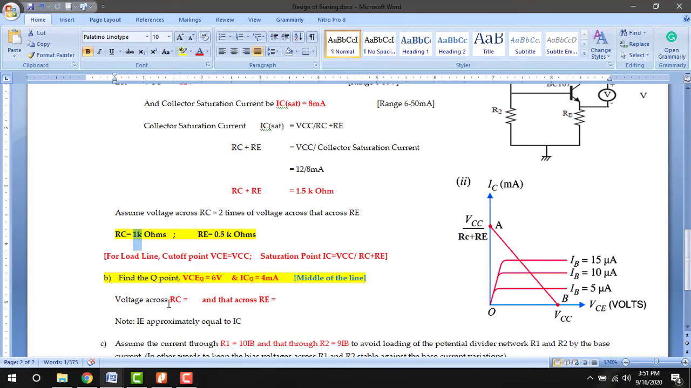V is equal to I into R. The I value is 4 milliamps and the R value is 1 kilo ohm. So we get the voltage drop across RC as 4 volts.